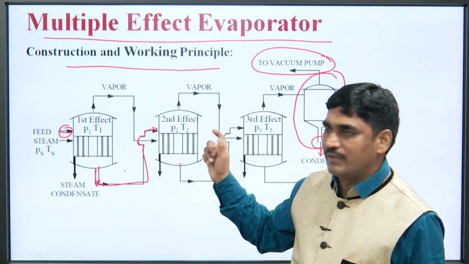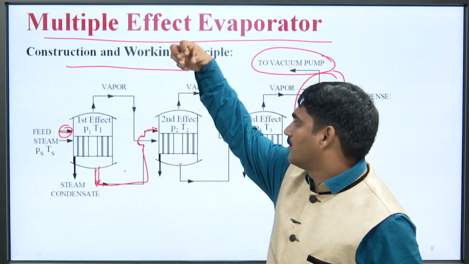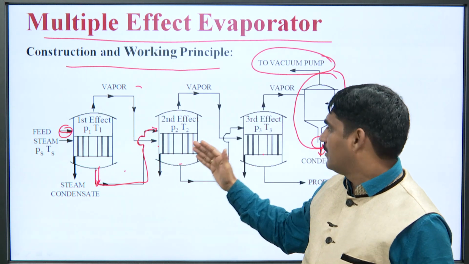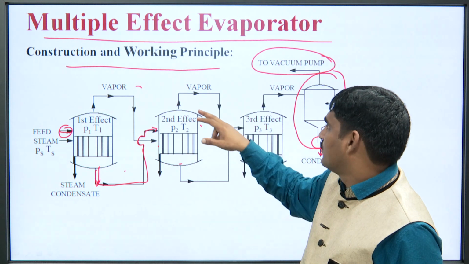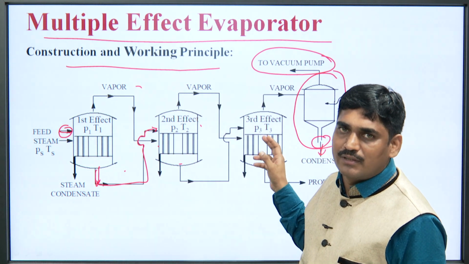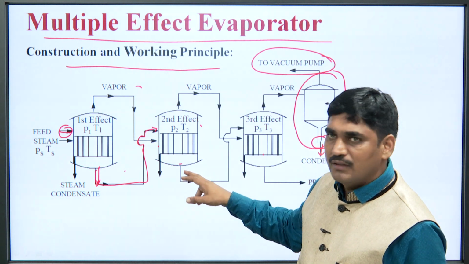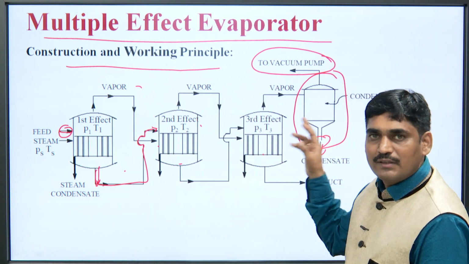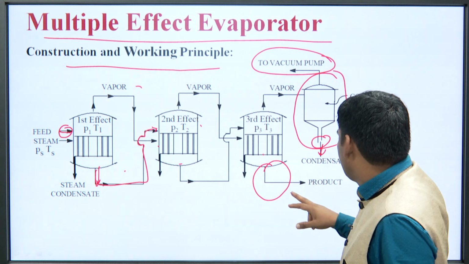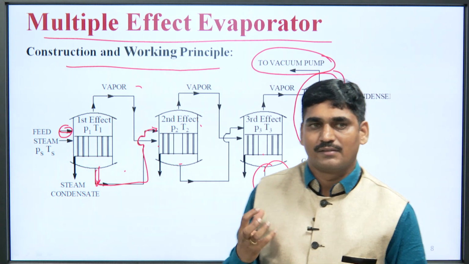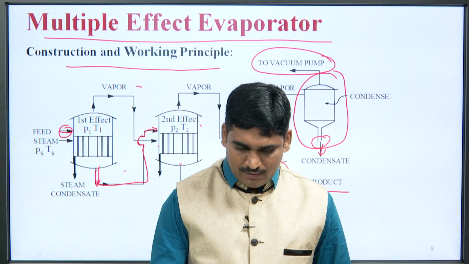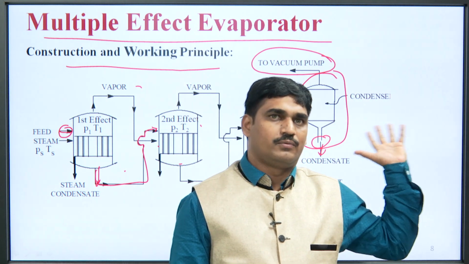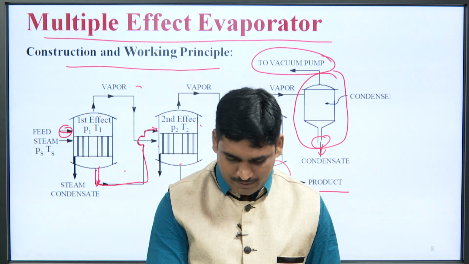that is used as a feed inlet in case of second effect, and the vapor which is coming from the top of the evaporator is used as a source of steam in case of second effect. Similarly, in case of third effect also, vapor from second effect is used as a source of steam in third effect, and the concentrated liquid which is collected from second effect is used as a feed inlet in case of third effect. Finally, the product is collected from the third effect as a concentrated product. So, n number of evaporators can be attached in this way in case of multiple effect evaporators.